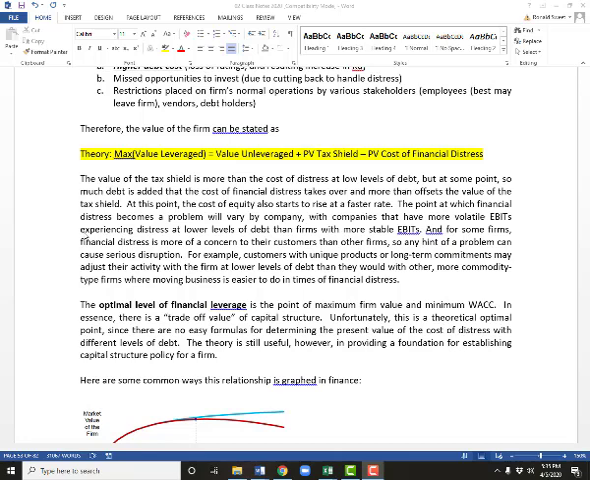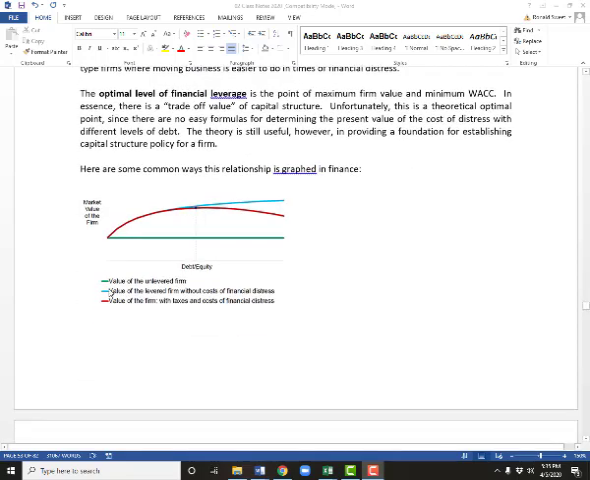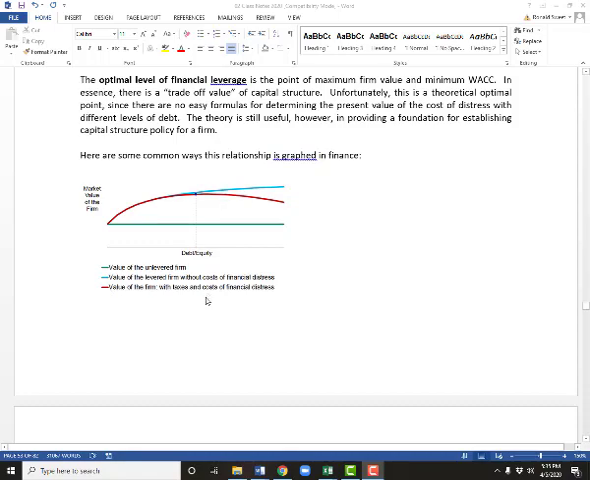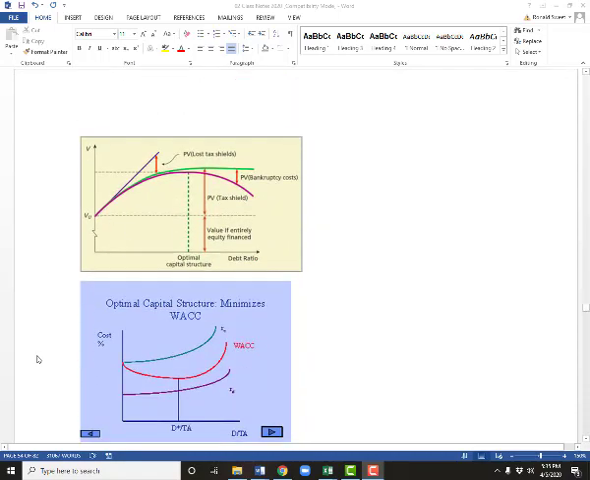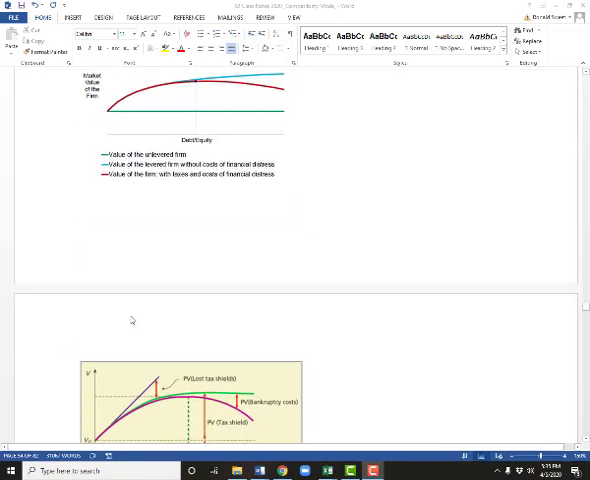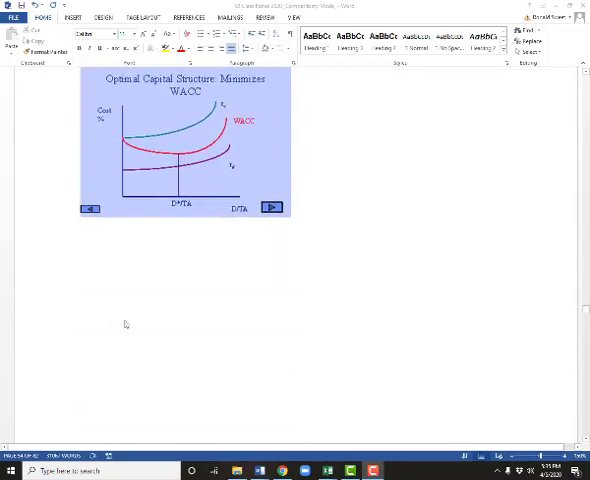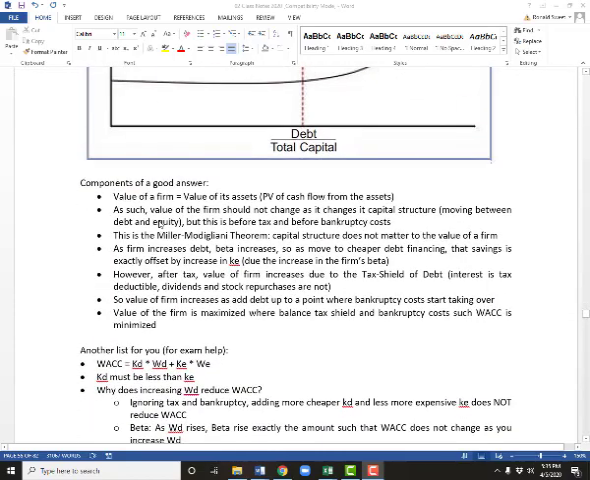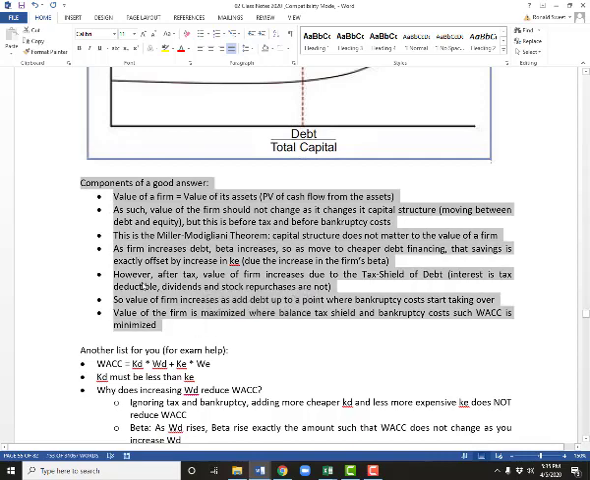Let's finish up this discussion of optimal capital structure by getting into the final discussion in terms of looking at this graphically. What I'm after in this part is to see these different ways of showing this theory, but then be able to put words to it. And down below, you'll notice I actually have the components of a good answer talking about this whole issue, the pieces that should be there.